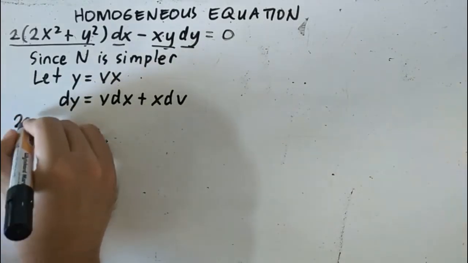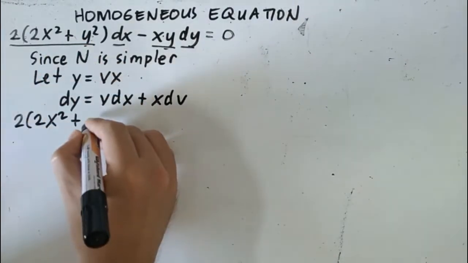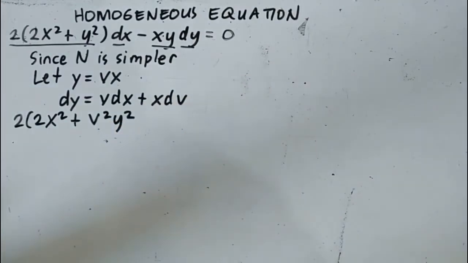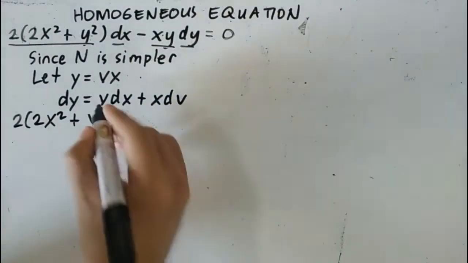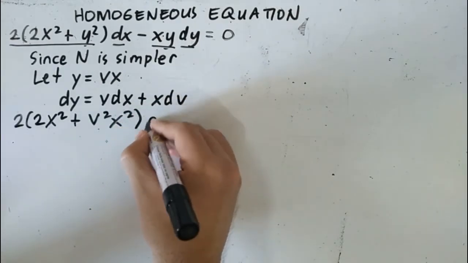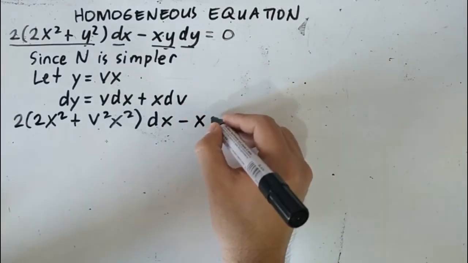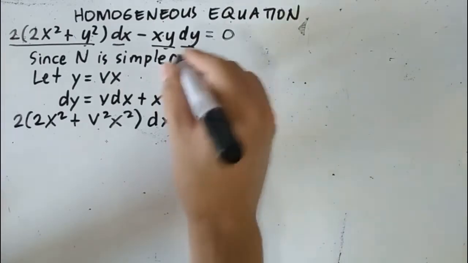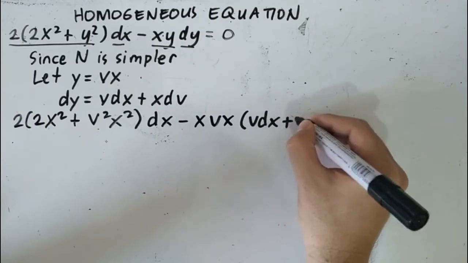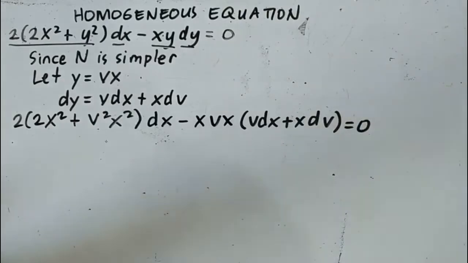So we have 2 times 2x squared plus y squared. Instead of writing y, we write v squared x squared, because y is equal to vx, so v squared x squared dx minus x times again our y, which is equal to vx, and dy is equal to v dx plus x dv, and then this is equal to 0.